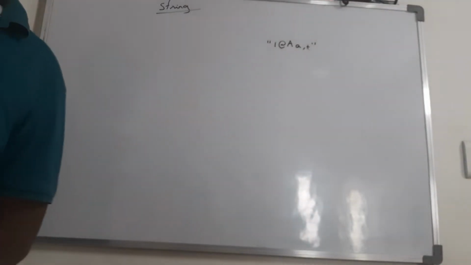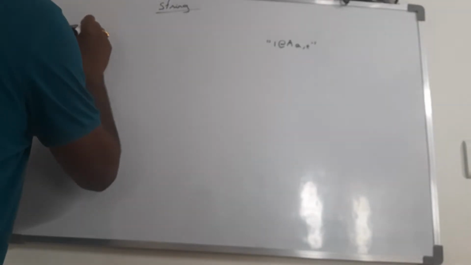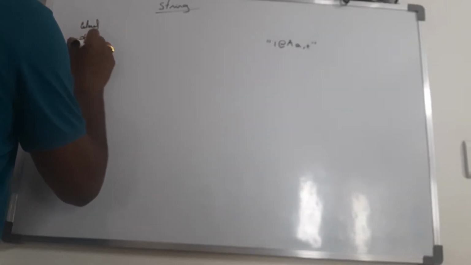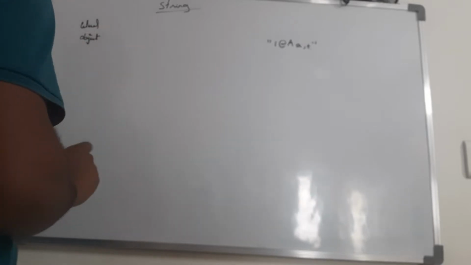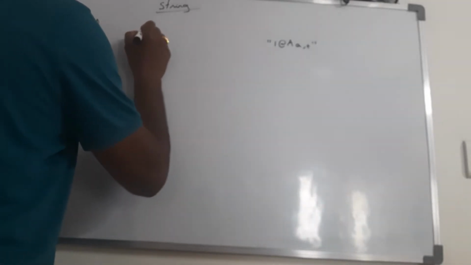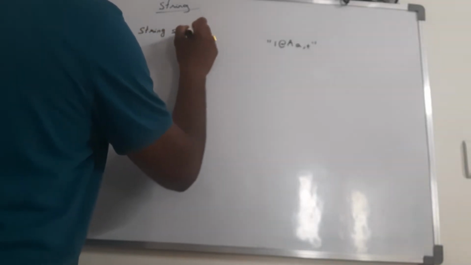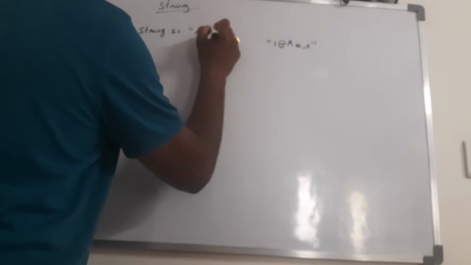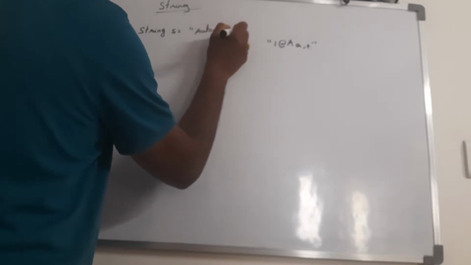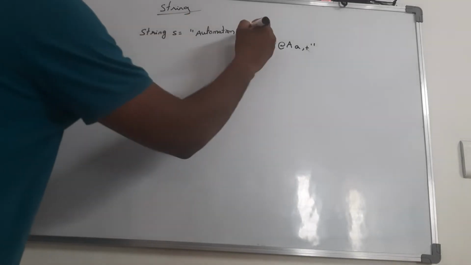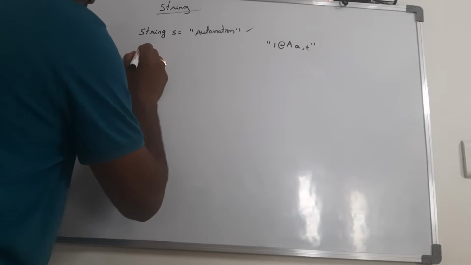Okay, how can we create a string? In two ways we can create a string. One is a string literal, another one is a string object. How can we create a string literal? String s = "automation". This is a string literal.